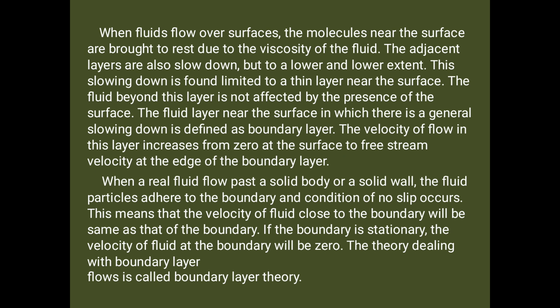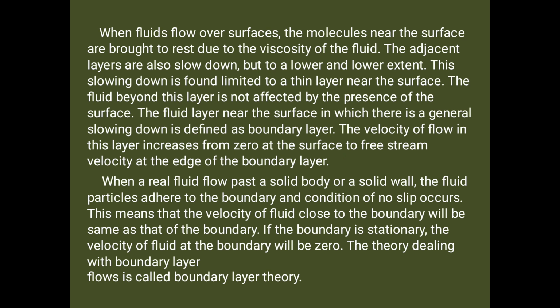When fluids flow over surfaces, the molecules near the surface are brought to rest due to viscosity of the fluid. The adjacent layers are also slowed down to a lower and lower extent. This slowing down was found limited to a thin layer near the surface. The fluid beyond this layer is not affected by the presence of the surface. The fluid layer near the surface, where there is a general slowing down, is defined as the boundary layer. The velocity of the flow in this layer increases from zero at the surface to the free stream velocity at the edge of the boundary layer.